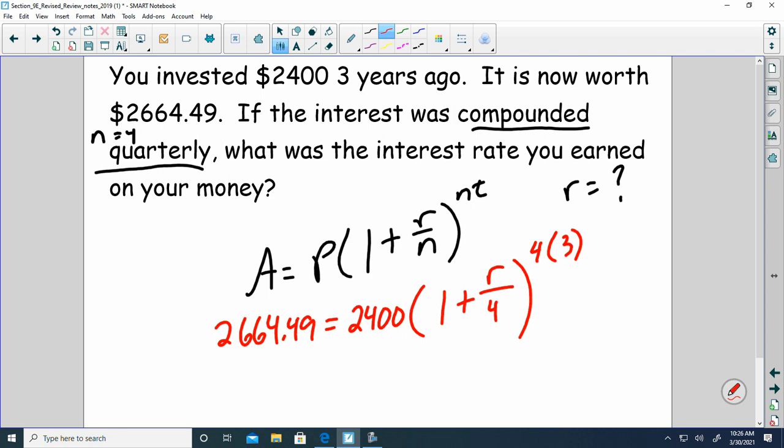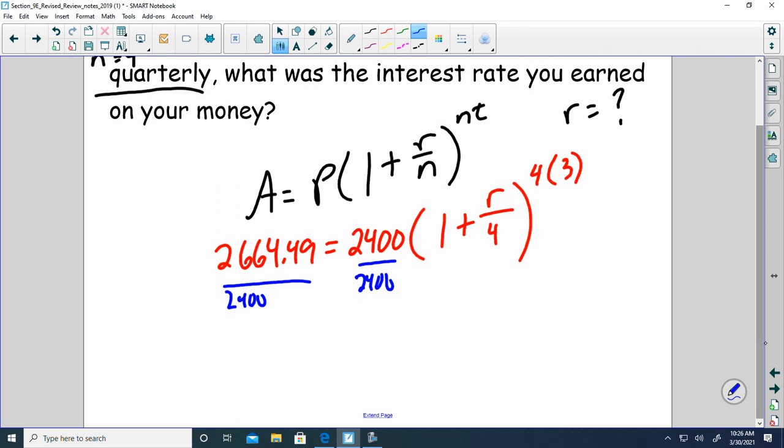I'm going to take the 2664.49 and divide that by 2,400. If I divide on both sides, because I'm just trying to get my variable by itself, that's going to give me 1.110 equals 1 plus R over 4, raised to the 12th.